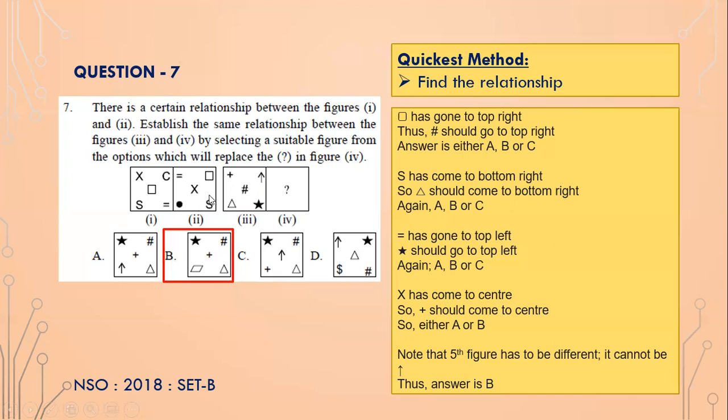But note that the fifth figure should be different. So here X, S, equal to and square are the same, but the fifth figure is different. Here is C and here is dot, isn't it? Here we have hash, triangle, star, and plus, but the arrow should not be there. So A cannot be the answer. The arrow figure should be different, and in B it is this parallelogram. So that's why B is the correct option.